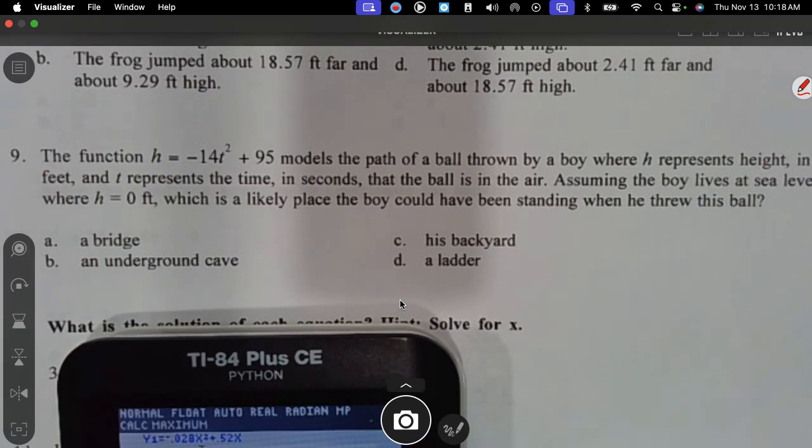You can graph it if you want to, but I want everybody to look at this number right here. Where is it starting at? 95. Is this feet? It is. That's at 95 feet high. You don't have to read the whole problem. They live at sea level. Where would he be standing at 95 feet high? On a bridge, not underground. What if it said negative 95? Then that would be underground. But this one is not in your backyard, and nobody's going to climb a 100-foot ladder. So it is a bridge.